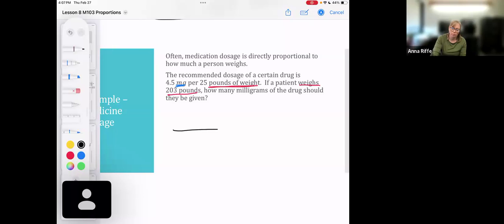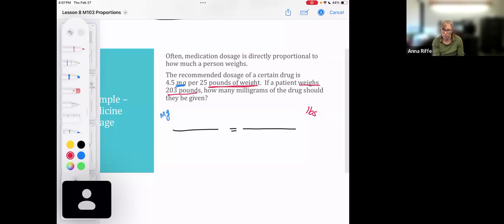So we're going to set up a proportion with the number of milligrams of the medicine on one side, and the number of pounds this person weighs on the other side.